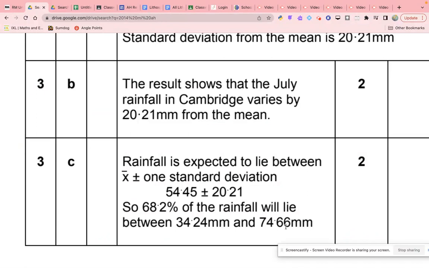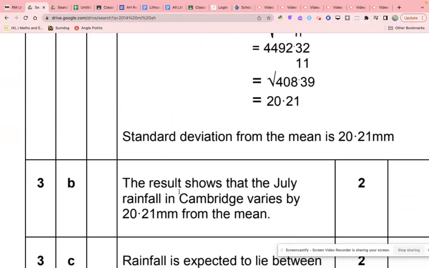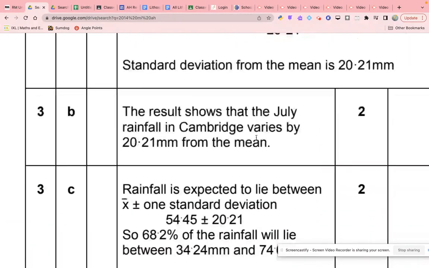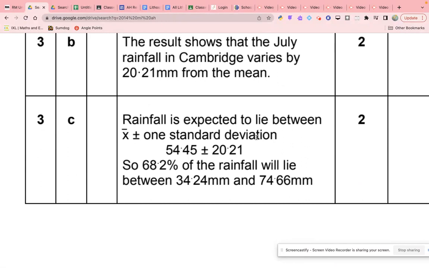Where did that number come from? Well, all we did was take the 20.21 away from the mean and add it to the mean. Now remember, the mean was 54.45, and the mean was the average rainfall falling across the 11 years. That's a really useful kind of number to now have, that we can predict that 68% of the time in the month of July in Cambridge, the rain is going to lie somewhere between this number and this number.